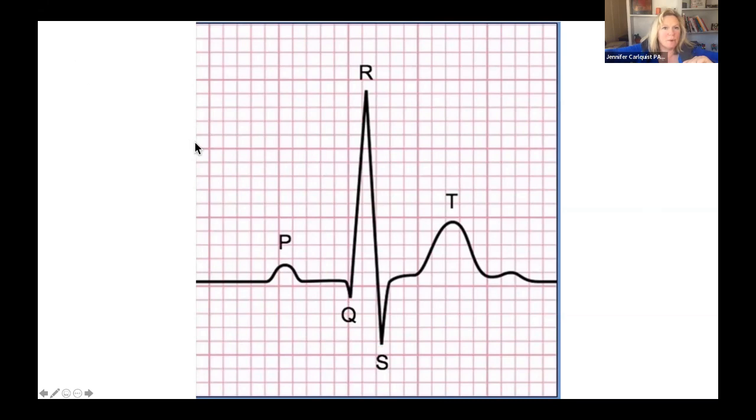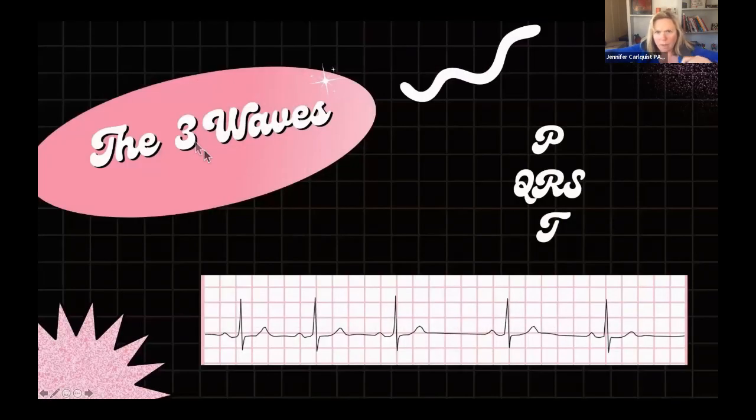Okay, so that's how to find the waves. But how do we do it on the actual strip, right? How does that work? Now, I kind of threw in a little bit of a difficult strip for you here, not to be mean, but just because I wanted to make it a little bit exciting for anybody who's intermediate.